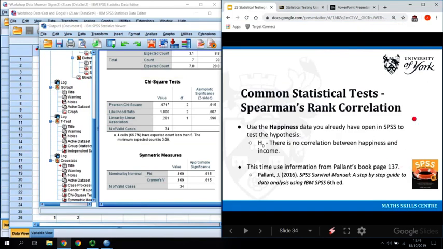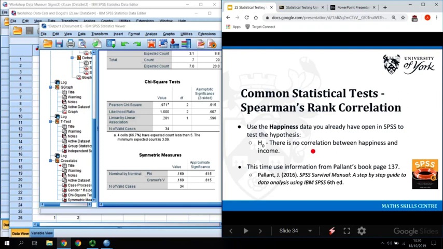The next test we're going to run is a Spearman's rank correlation. This time I'm going to talk about using books. So we're going to use the happiness data that we already have open in SPSS to test the hypothesis that there's no correlation between happiness and income. So we've taken the view that there's no cause and effect. We just want to test for an association.